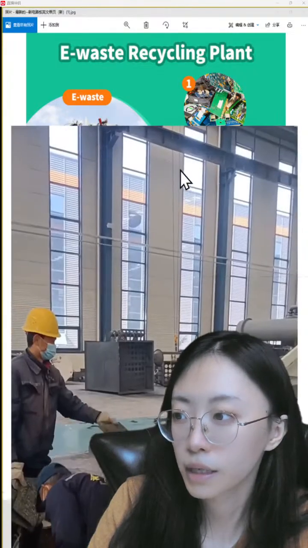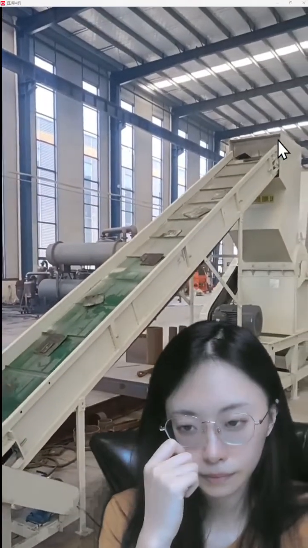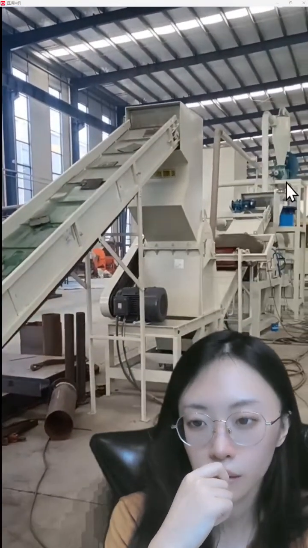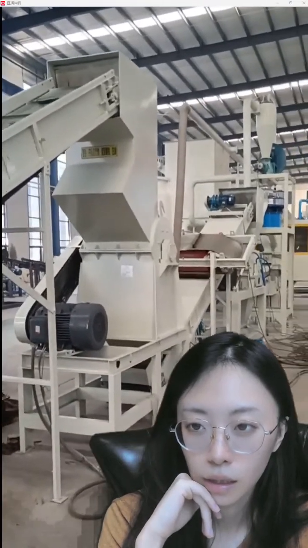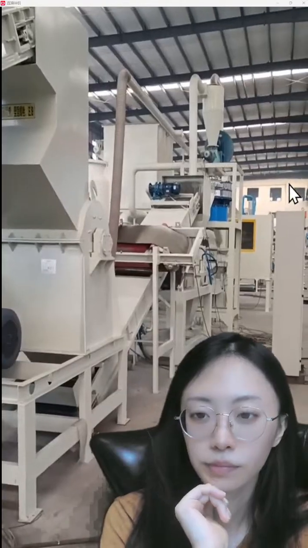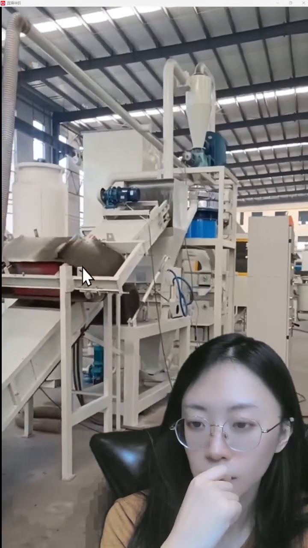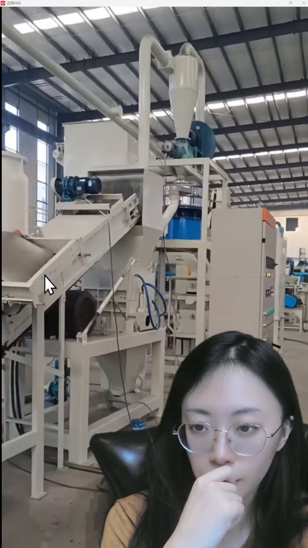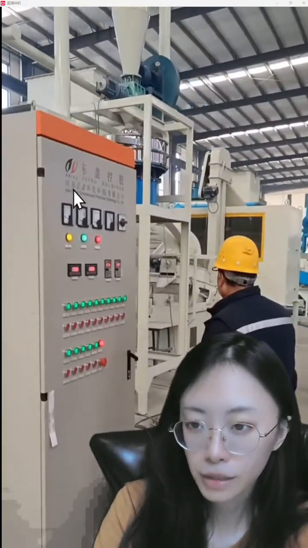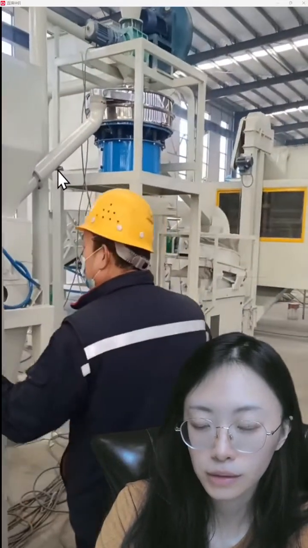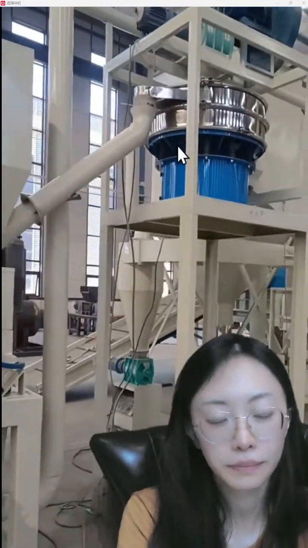Here is our customer that have experiments of this production. To scrap then to put the bare board then into this hammer blade crusher. And this small one is a magnetic separator, and into the hammer blade crusher. Yeah, this is our logo. The ID vibrating screen.